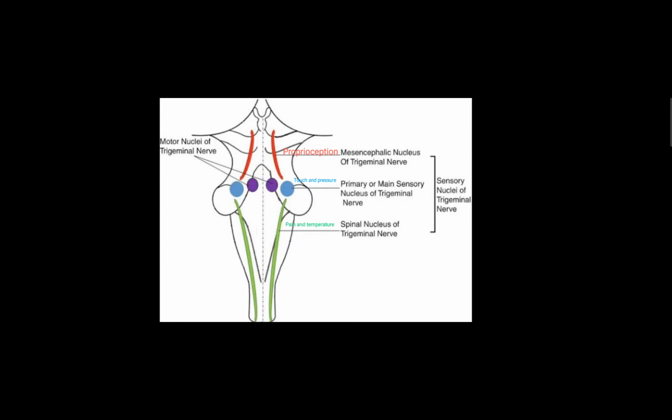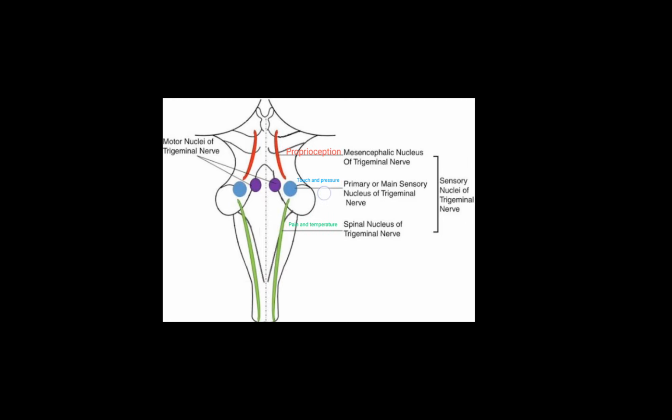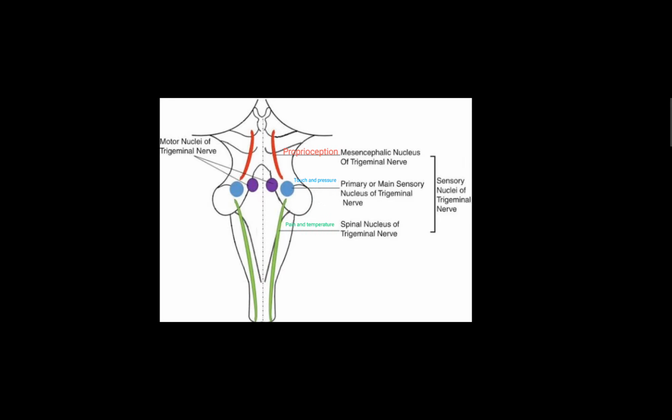Okay. Then after the motor nucleus, which carries the fibers from the corticospinal tract, we have the sensory nucleus. The sensory nucleus is lateral to the motor nucleus and it is carrying the sensation of touch and pressure. Okay. Then we have the mesencephalic nucleus. The mesencephalic nucleus is extending from the cerebral aqueduct to the pons.